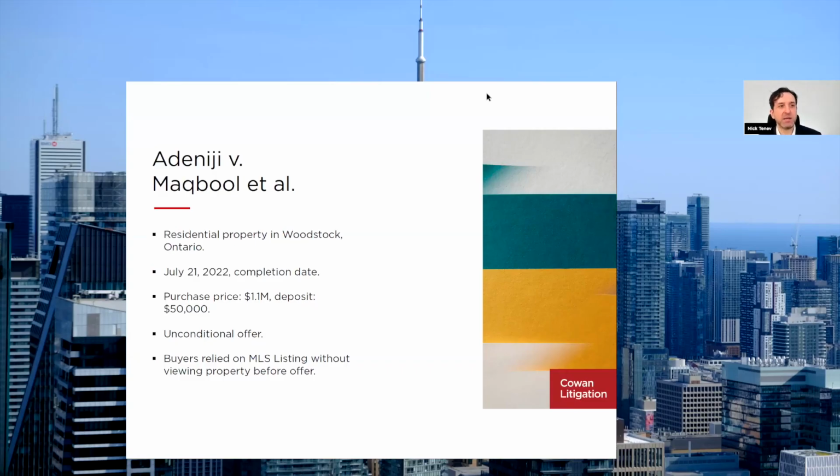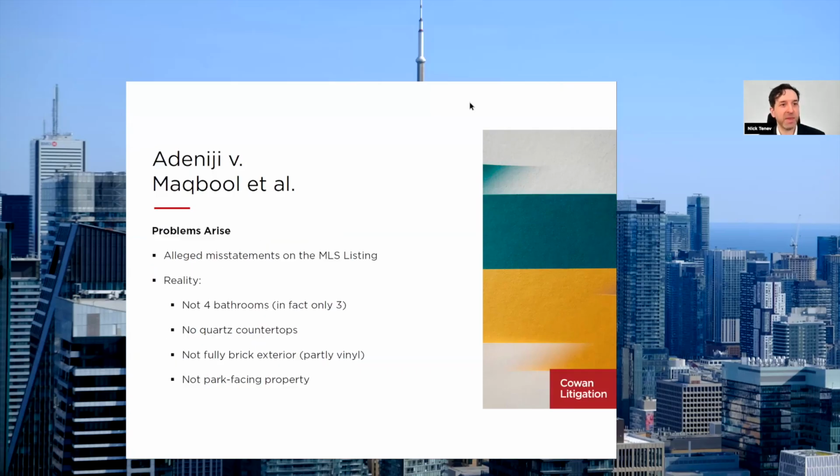So I think this was around the time the market was very hot. And that's why you were seeing these kind of, in my opinion, wild things like unconditional offers and buying houses without seeing them. And the buyers in this case alleged that there were some inaccuracies in the MLS listing. So four inaccuracies in particular.